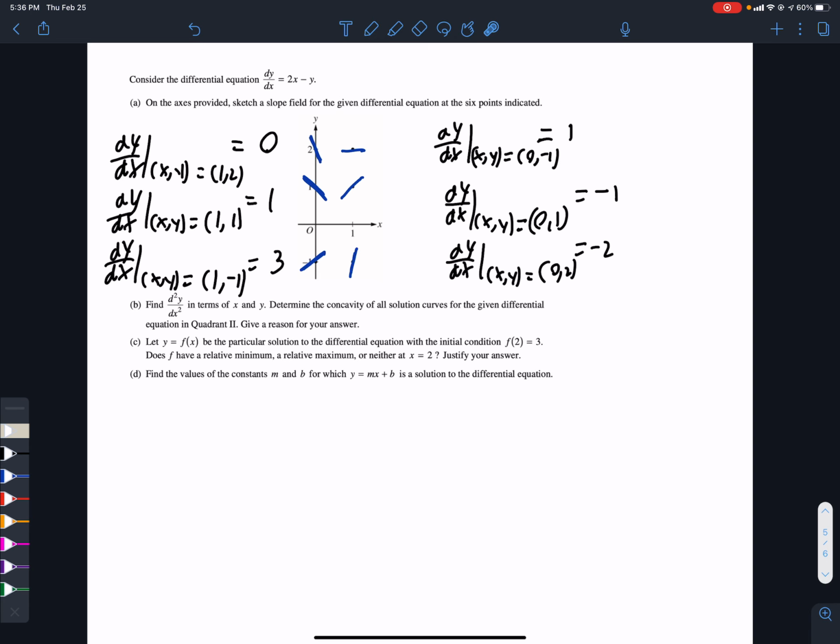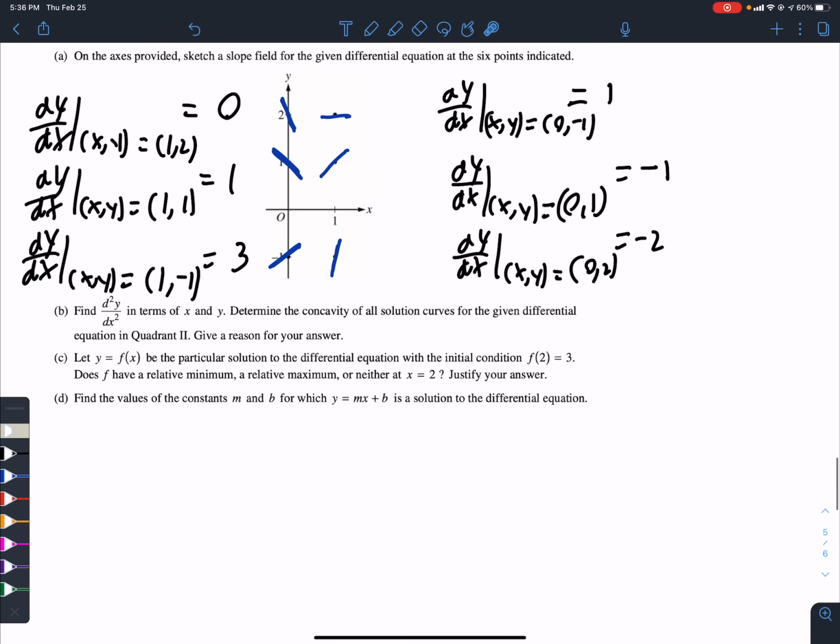do part B. Find the second derivative. Determine concavity in quadrant 2. Give a reason for your answer. That's kind of fun. It's actually kind of fun. This is the question that's going to kind of throw people off because it's kind of a different question.